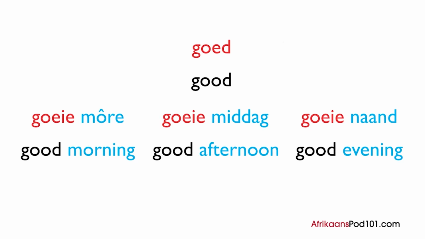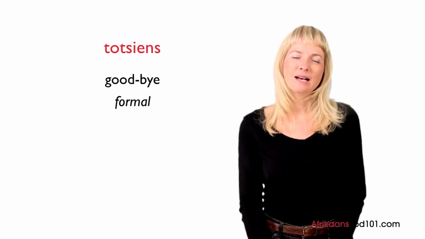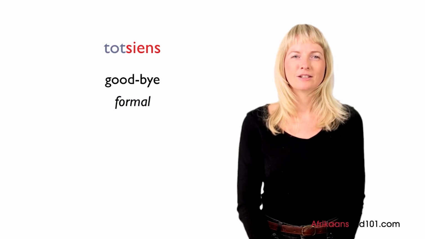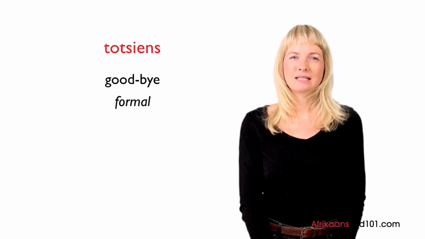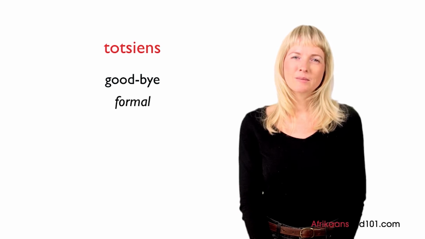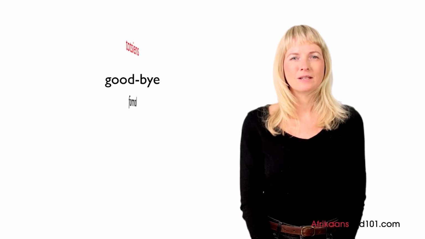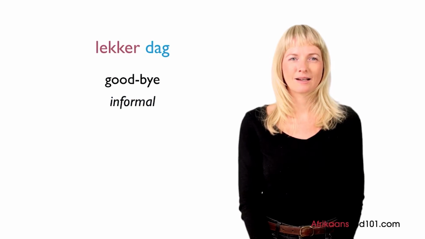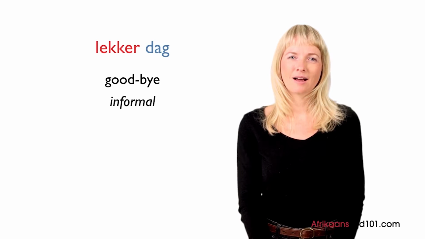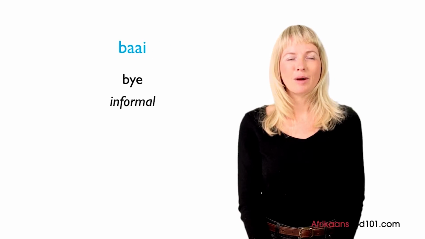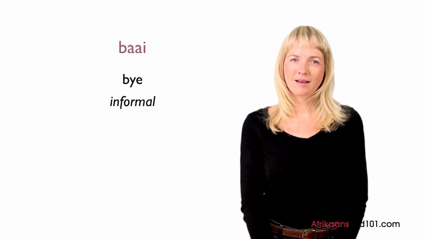Easy, right? Now, what should you say when you leave? Afrikaners usually say tot ziens when leaving in a formal situation. Tot ziens means goodbye. When we say goodbye to friends or relatives, we use the informal lekker dag. You can also say bye. Now you can greet people in many different ways in Afrikaans.